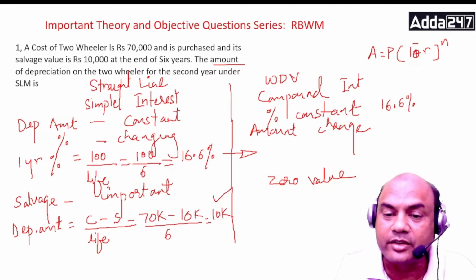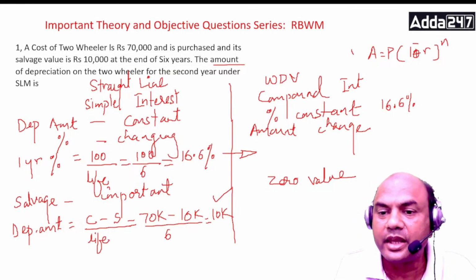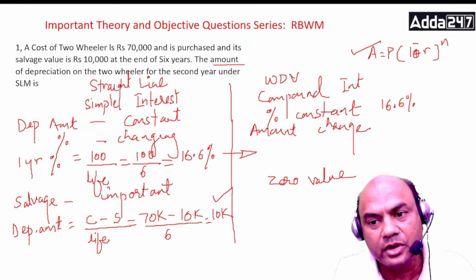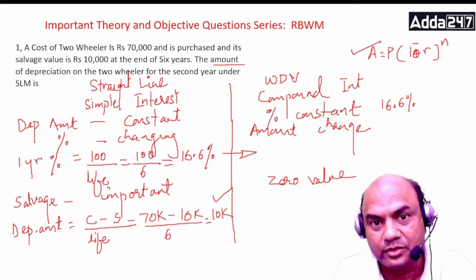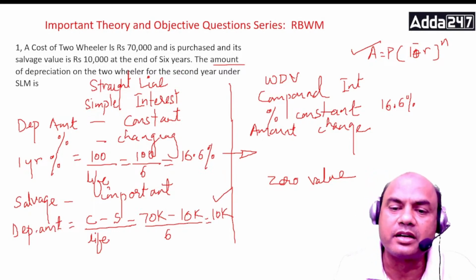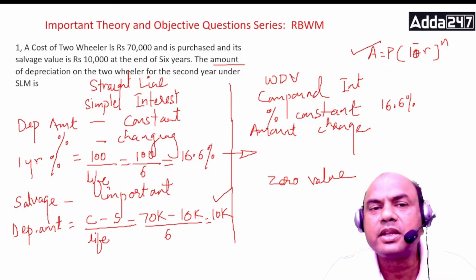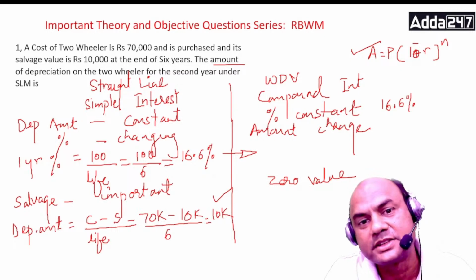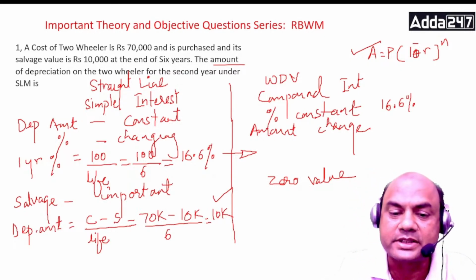Now if I do the same using WDV, what will I do? See here, I'll use this formula. A equals to P into (1 minus R) raised to N. In WDV, you always get A. A means the remaining amount, remaining salvage value at any year. Now in WDV, how do they ask you the question? The question will be like this. What will be the total or the remaining value, salvage value after, let's say, second year? They'll ask you this question. So salvage value after second year will be what?